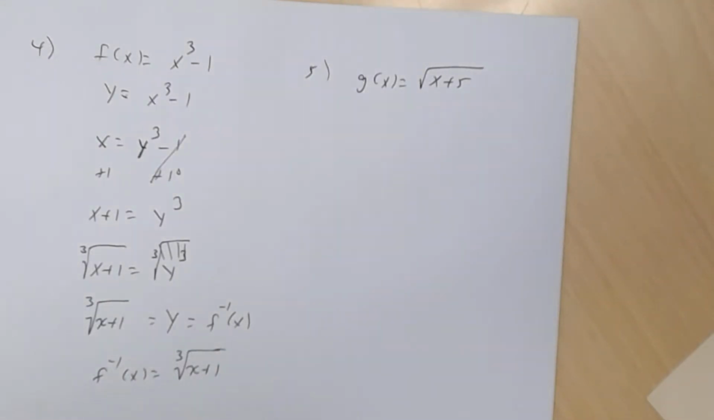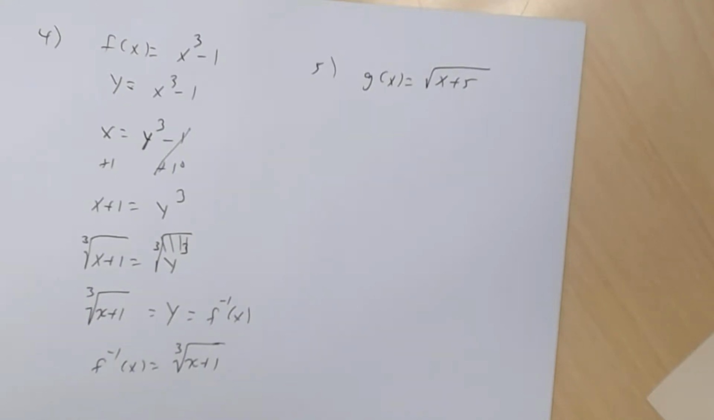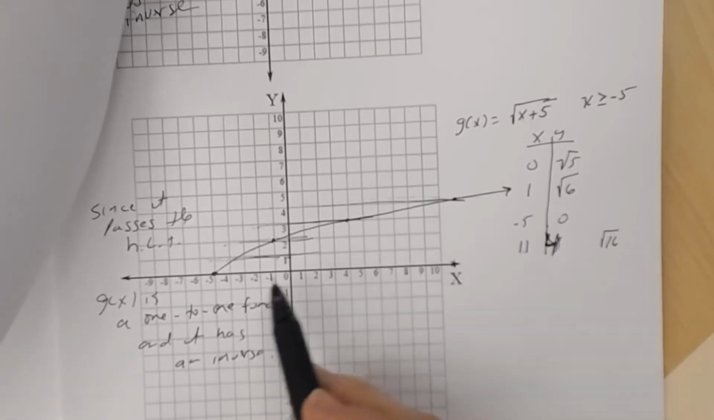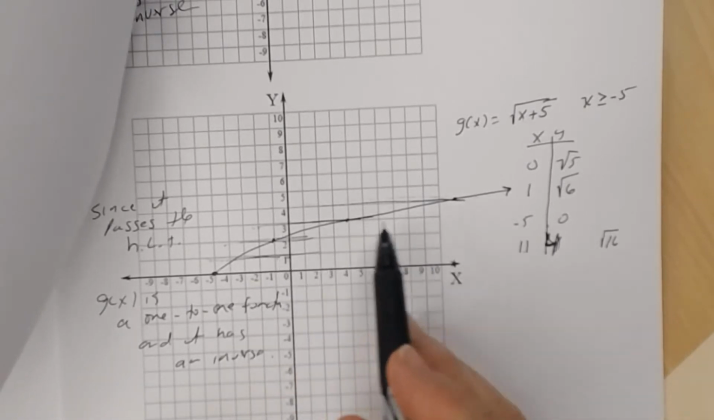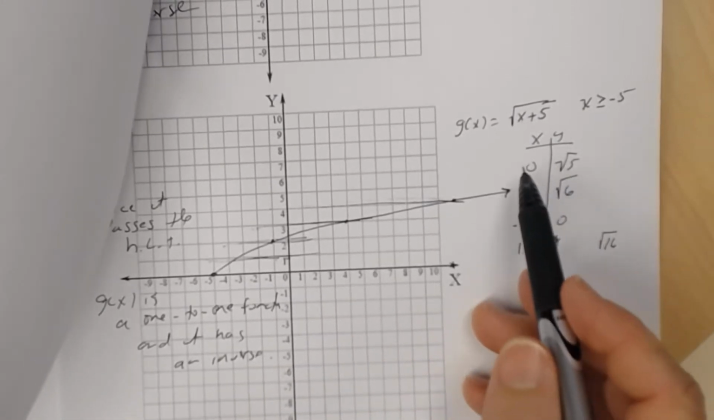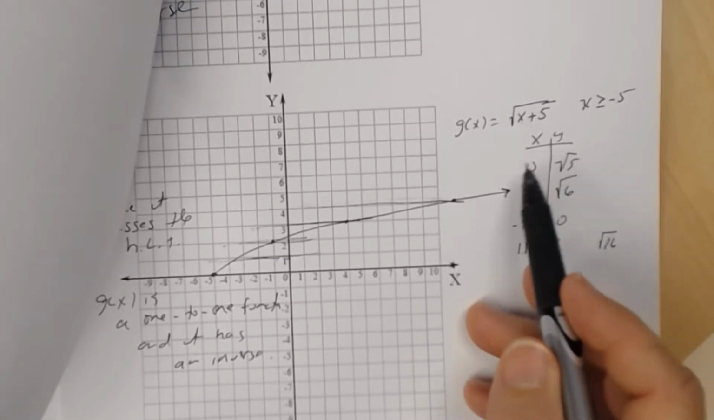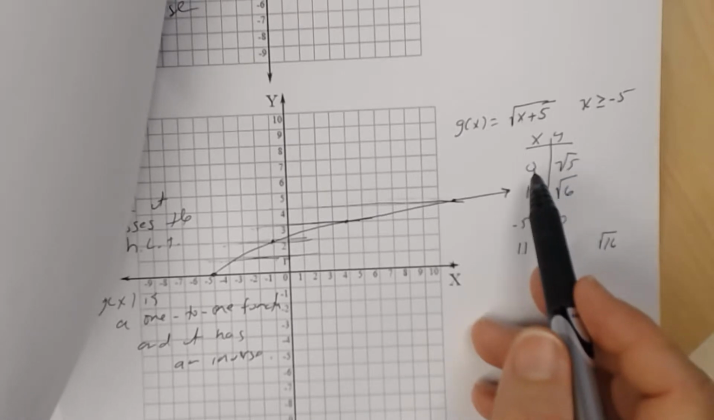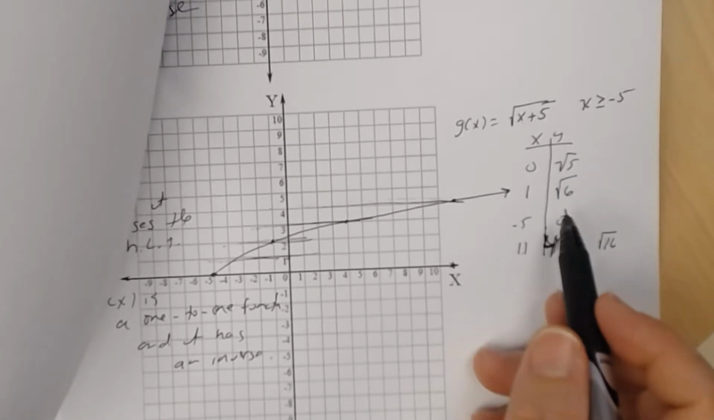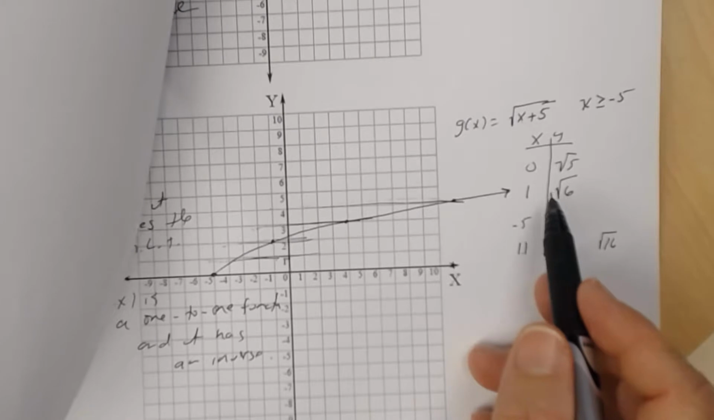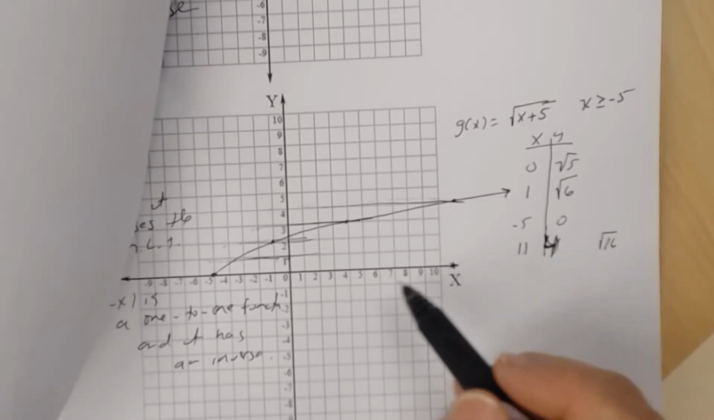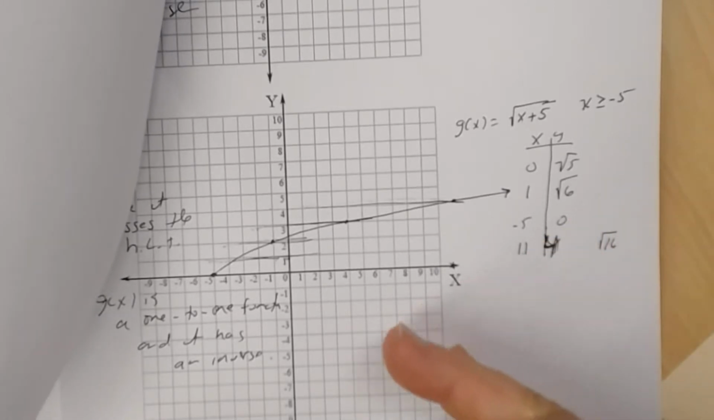So if we look at the graph in part 2, we saw that this was a 1-to-1 function, so it passed the horizontal line test. Notice we also looked at it this way. For each y value, there was only one x value. So when y was the square root of 5, there was only one x value we're going to get, 0. When y is the square root of 6, there's only one x value we're going to get, 1. So this was a 1-to-1 function. So therefore it had an inverse. Now what we're doing is finding that inverse.